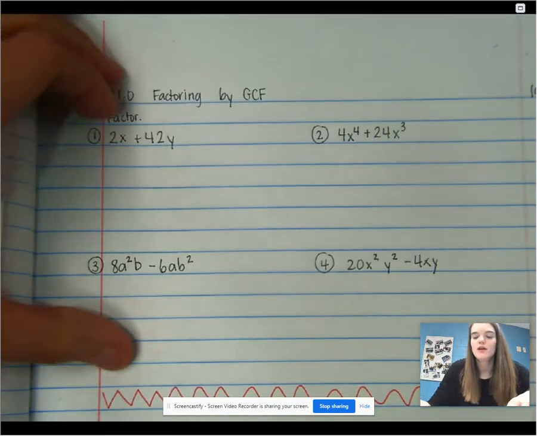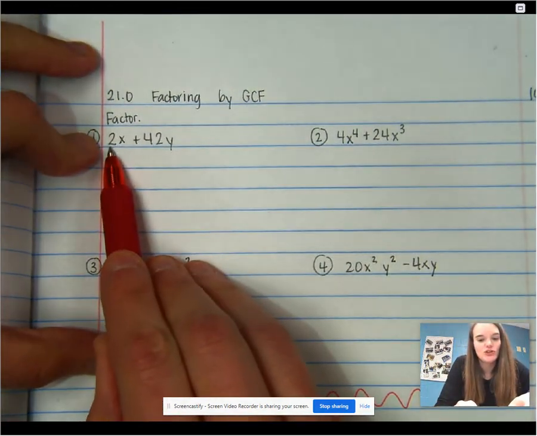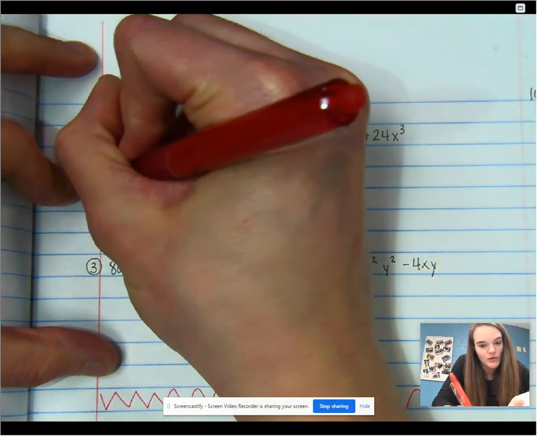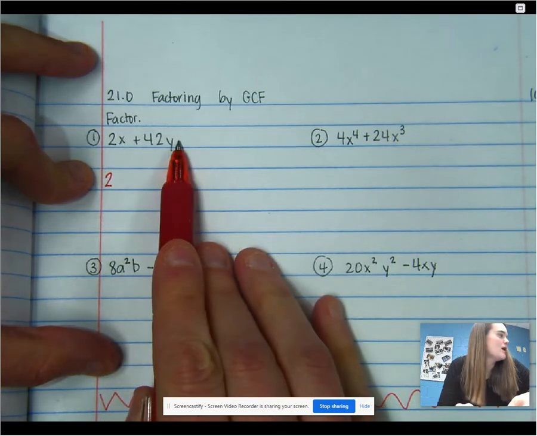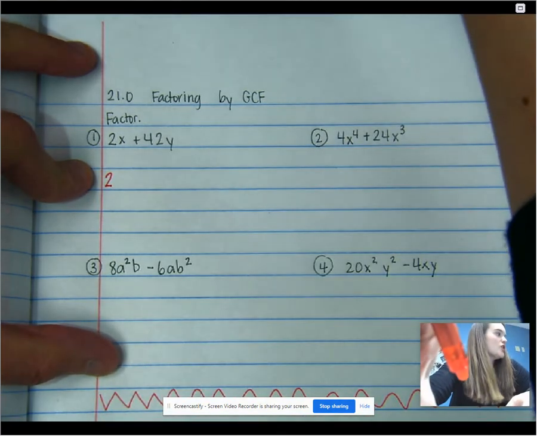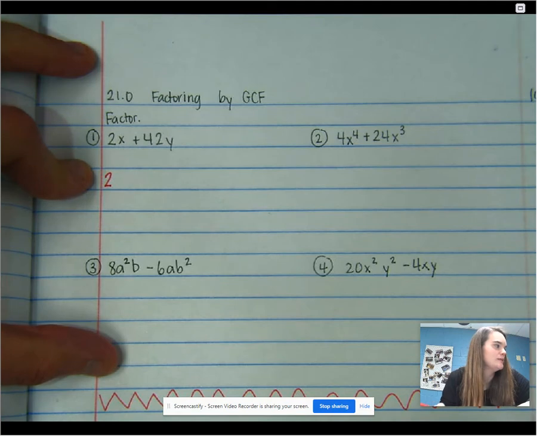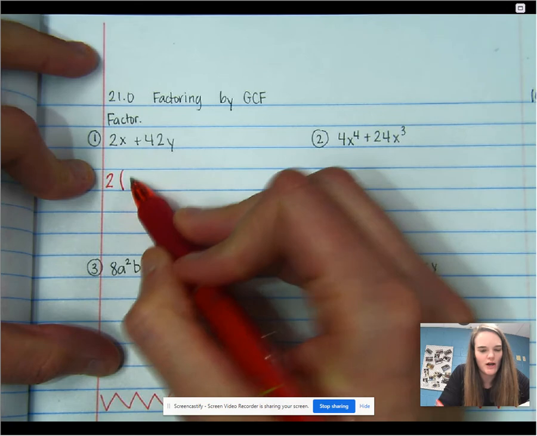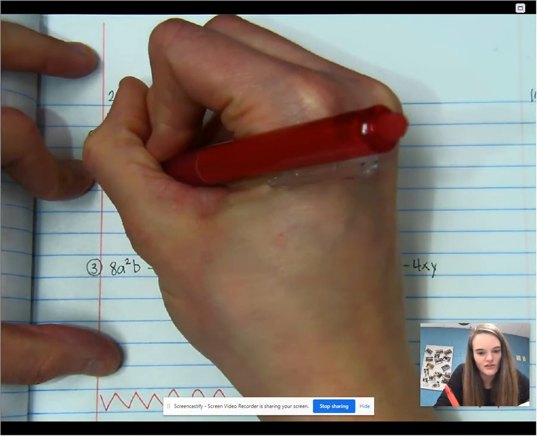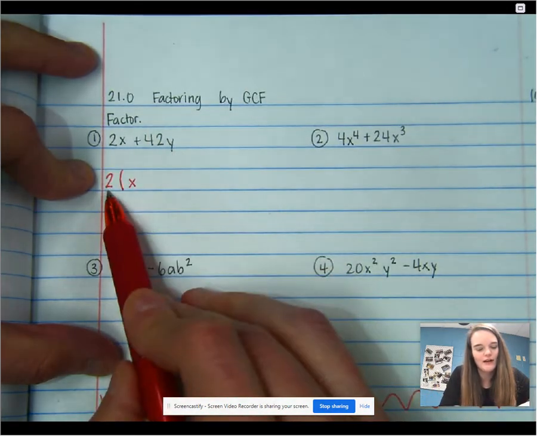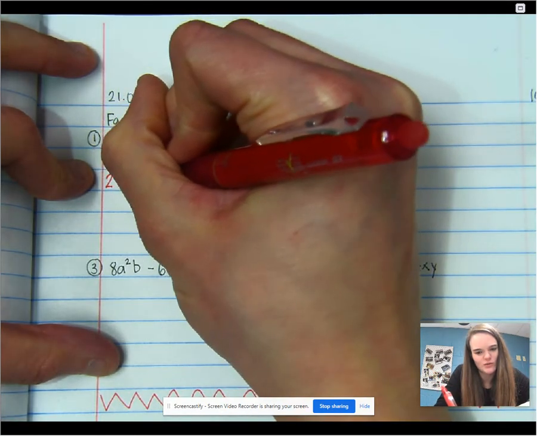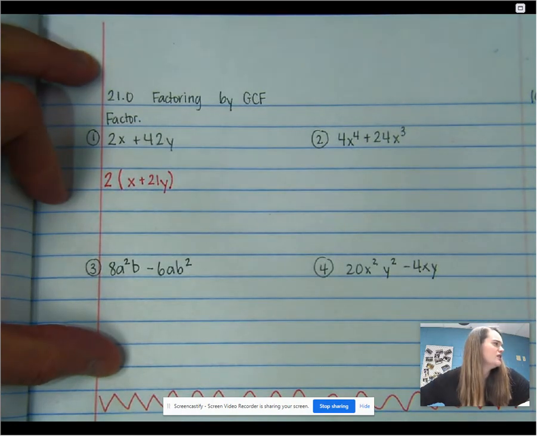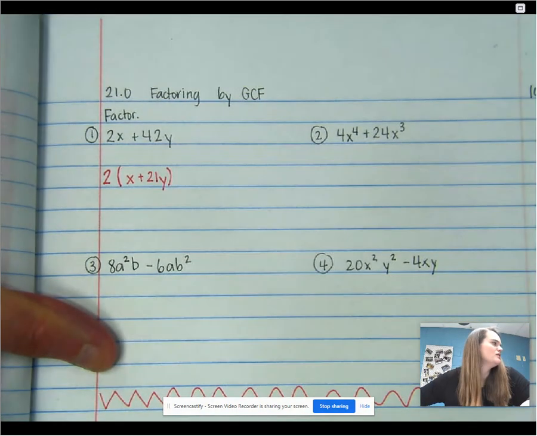Okay. The numbers, we have 2 and we have 42. 2 is the biggest number that will come out of both. Okay. We have an x and we have a y. Since the variables are not the same, we cannot take out a variable. So all we can take out is a 2. So we're going to start dividing. 2 divided by 2 is 1, so we can put 1x or just x. 42 divided by 2 is 21, and we still have a y. There is number 1 factored. Like I said, it's a good idea to pause the video and you try them.